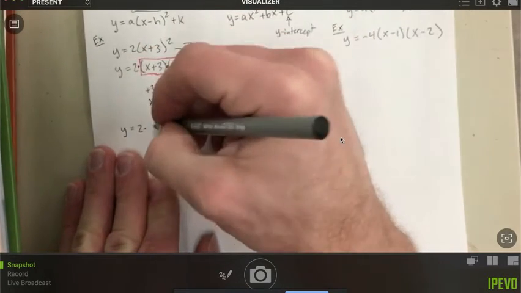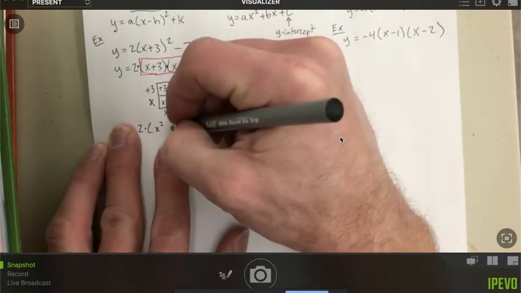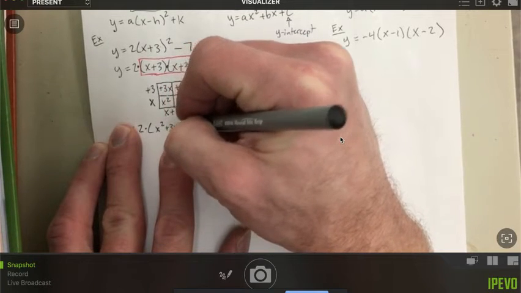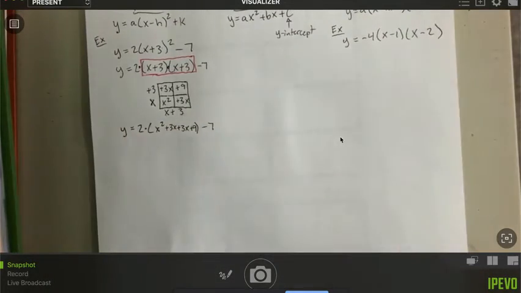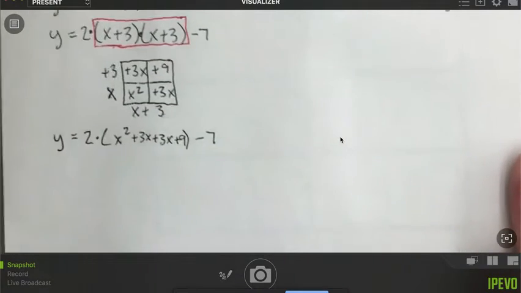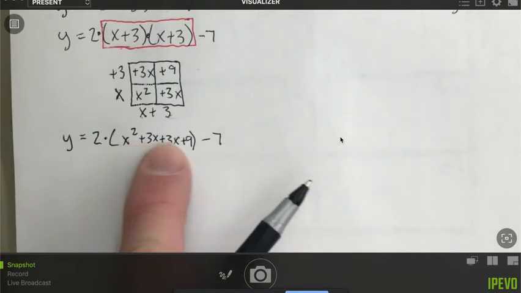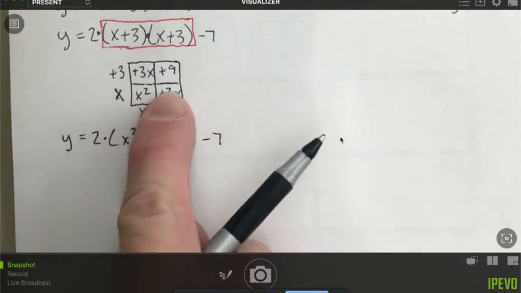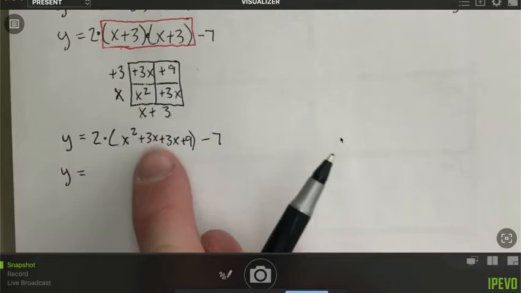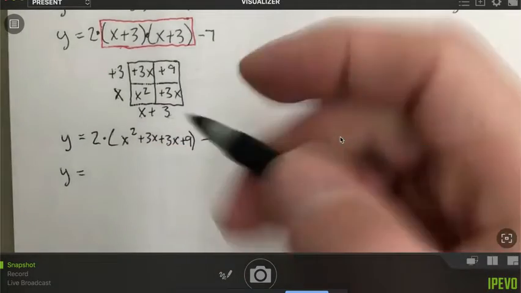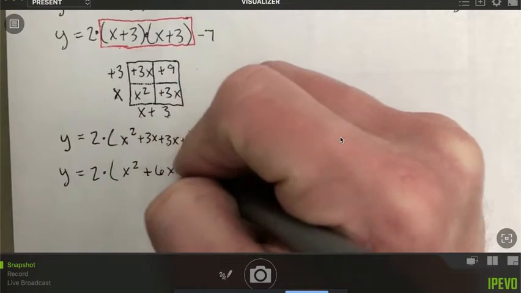So instead of that x plus 3 times x plus 3, I now know that all of that stuff is there instead. So all I did was replace x plus 3 times x plus 3, and all of that stuff replaces it. I did my multiplication, and those were all the inside terms. I'm going to simplify that a little bit because I have a 3x and a 3x. When I add those, I'm really going to have x squared plus 6x plus 9.